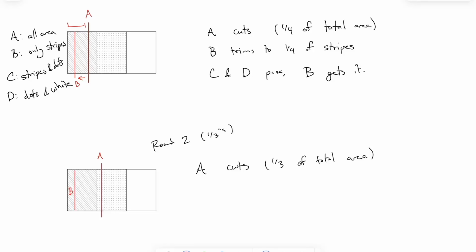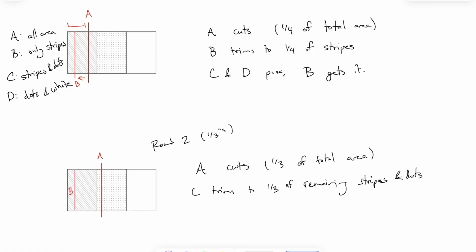Does C like the piece or not? I think yes. That piece is all stripes and dots, so I think that C likes the piece. It's certainly what C values is this much. And that piece is definitely more than 1/3 of this whole region, right? It looks to be about a half of it. So C likes it. C will trim it to be 1/3 of the remaining stripes and dots.